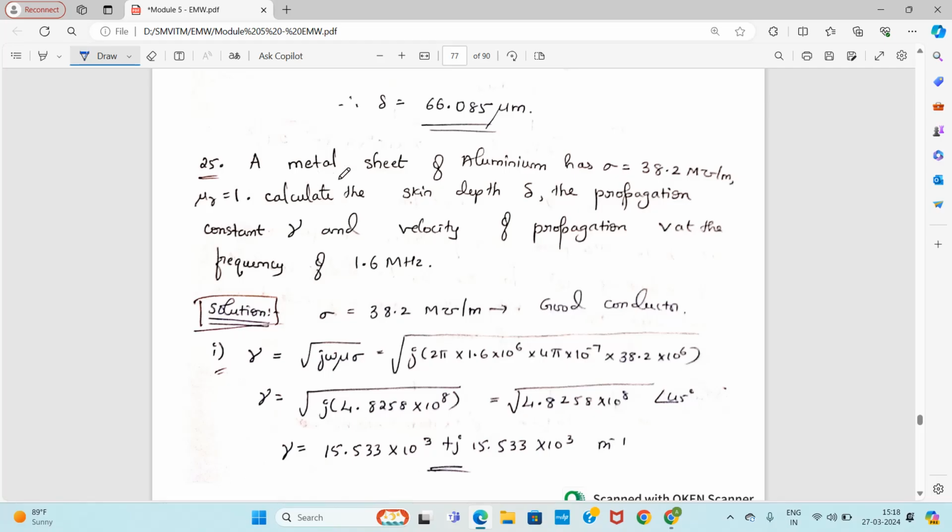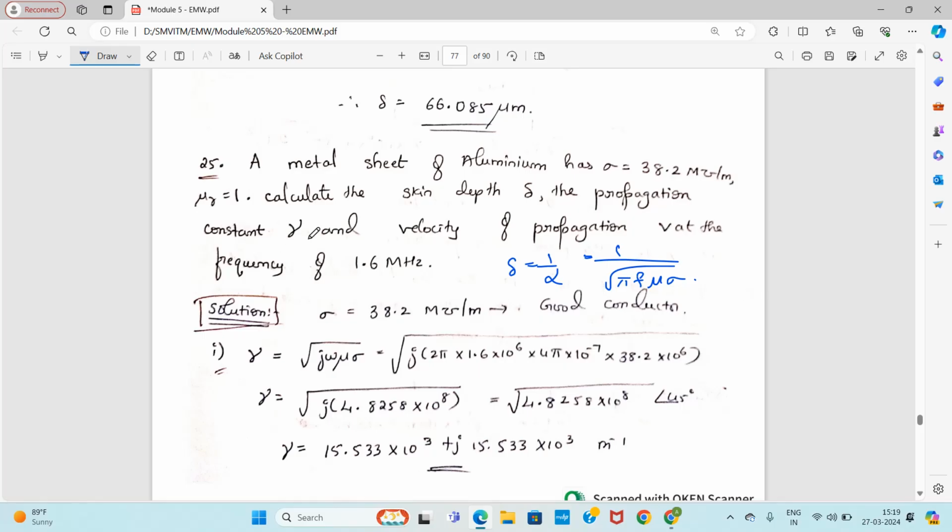Next, a metal sheet of aluminium has conductivity so and so. Calculate the skin depth delta, propagation constant gamma, and velocity of propagation v at a frequency of 1.6 megahertz. So delta is nothing but equal to 1 by alpha or 1 by root of pi f mu into sigma. You can use any of the formulas because sigma is given, frequency is given, mu naught, mu r is also given. Directly you can substitute in this formula and find out the answer.